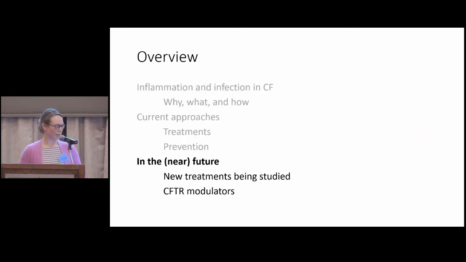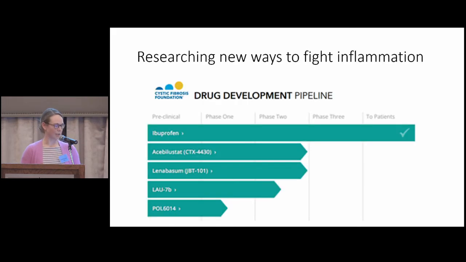So what's coming down the pipeline? What are the new treatments being studied? And how about CFTR modulators? So this is a graph that's similar to the one that Dr. Nasser showed in terms of the studies that are currently going on through the CF Foundation, and this is specifically a blow-up of the drug development pipeline towards inflammation.